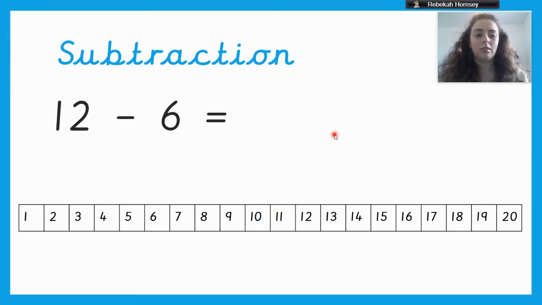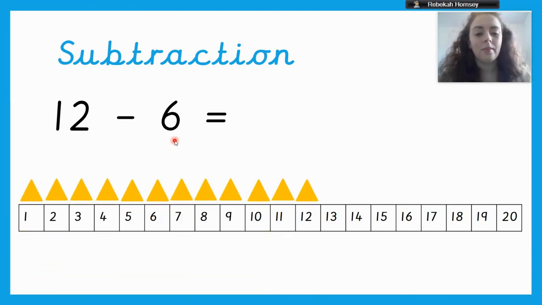Oh, it came up the wrong way then. Never mind, I've got my number track and I've got my number sentence. It says 12 take away 6. So can you go and get your 12 objects or draw your 12 pictures? Super. I'll just get mine. There's my 12. This time we need to take away 6. Let's do it together.